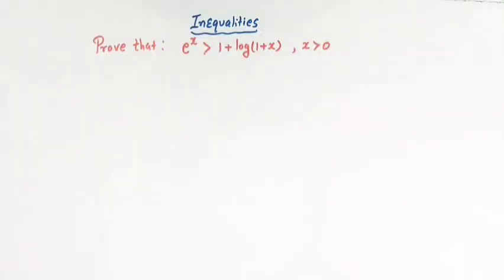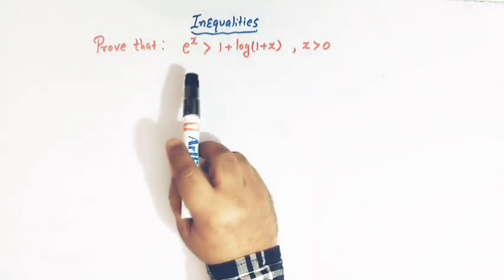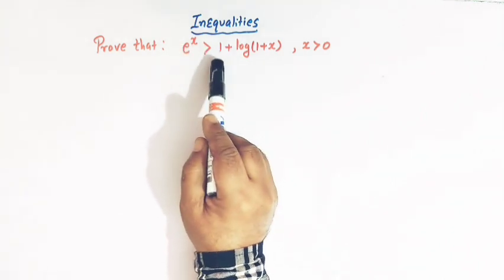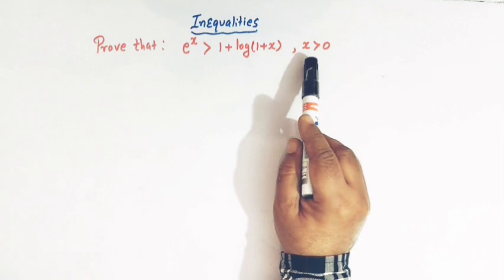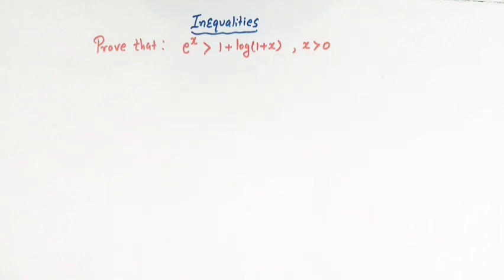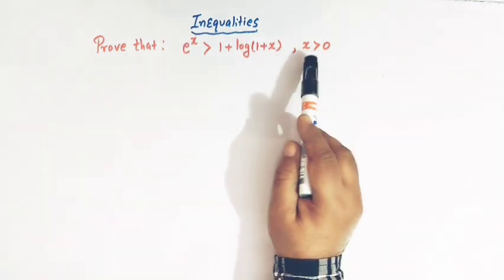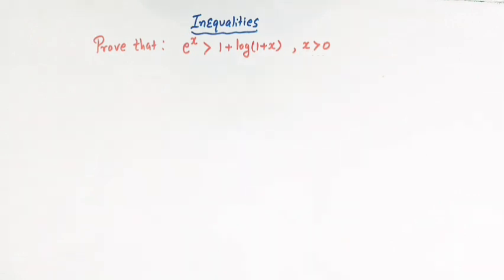Hello viewers, in today's class we are going to discuss one important problem from inequalities, right? So in this lecture we'll prove this important inequality where we have e raised to x greater than 1 plus log of 1 plus x for x greater than 0. So in this lecture we'll see how we can prove this inequality for all values of x greater than 0. To prove this important inequality, we'll make use of the concept of increasing and decreasing functions, right? So let us start.